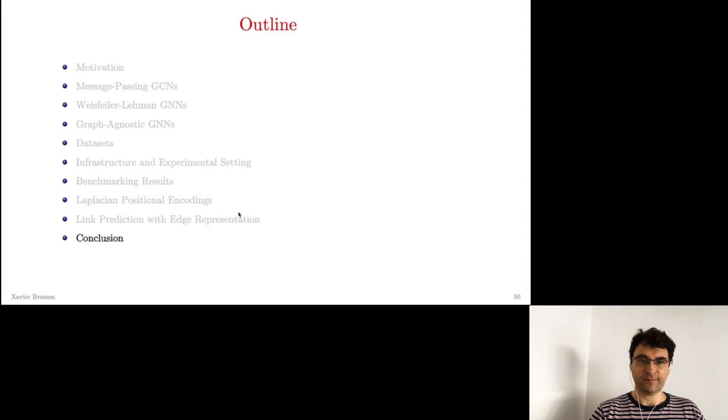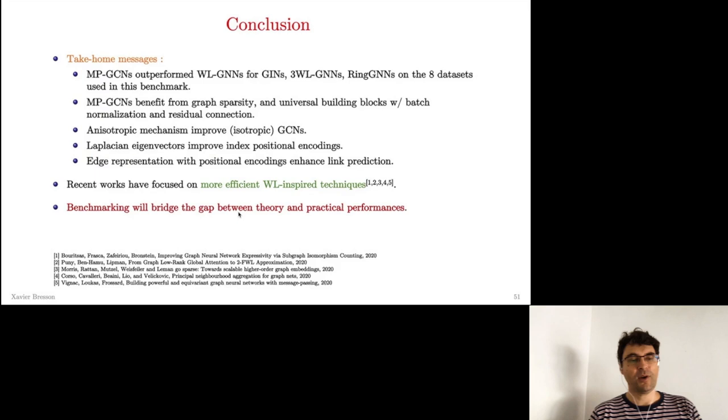Okay, so as a conclusion, my take-home messages are: message passing GCN outperform WL GNN, 3WLGNN and Ring-GNN on the datasets using this benchmark. Message passing GCN benefit from graph sparsity, universal building blocks like batch normalization and residual connection. Anisotropic mechanisms improve isotropic GCN. Laplacian eigenvectors improve positional encodings, and edge representation with positional encodings enhance link prediction.